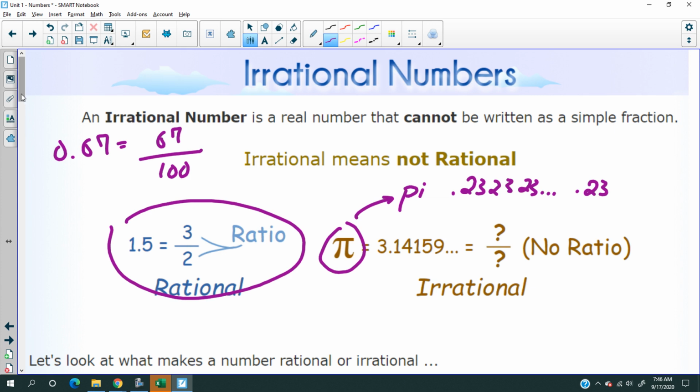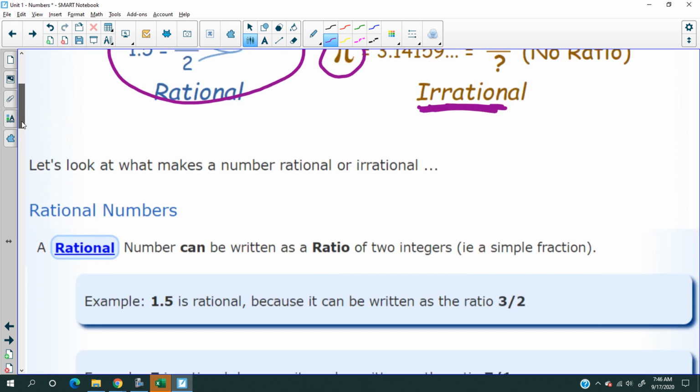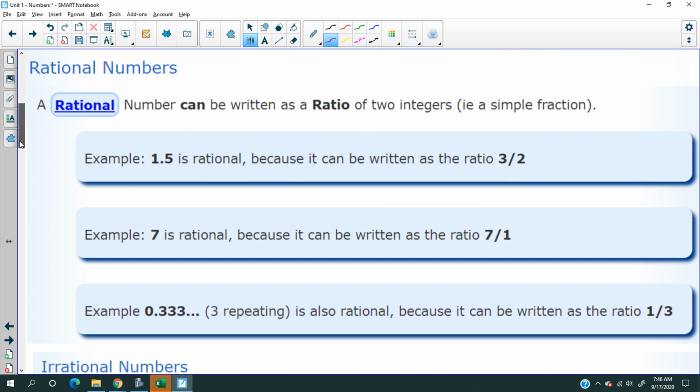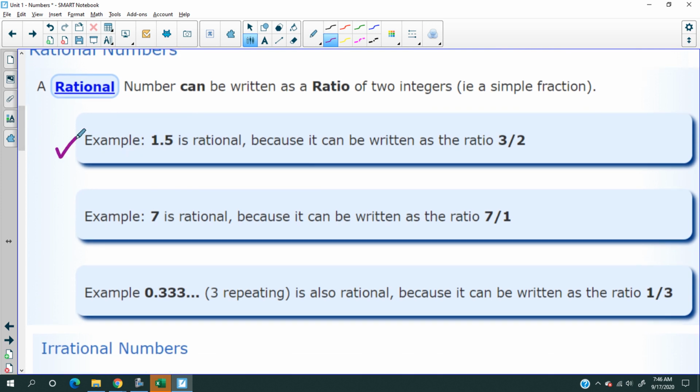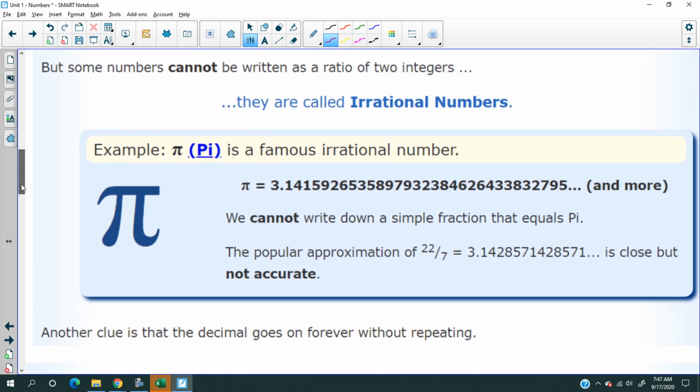So it's not rational, it's irrational, like the word irrational, which makes no sense. That's the definition. These are some examples of rational numbers. Even 7 is a rational number, because you could put 7 over 1 here. 0.333 repeating is 1/3, or the other way that you could write it is this.